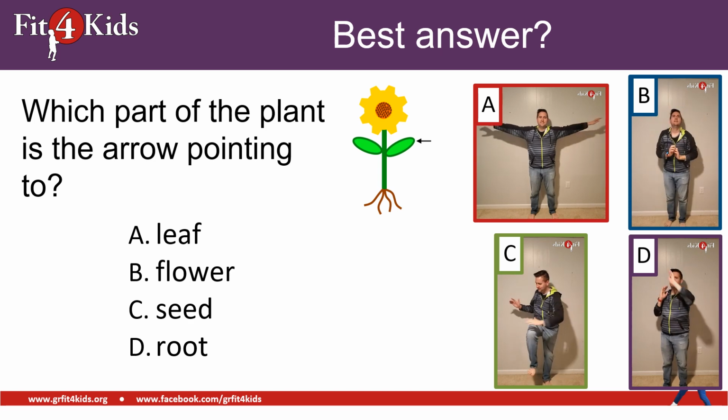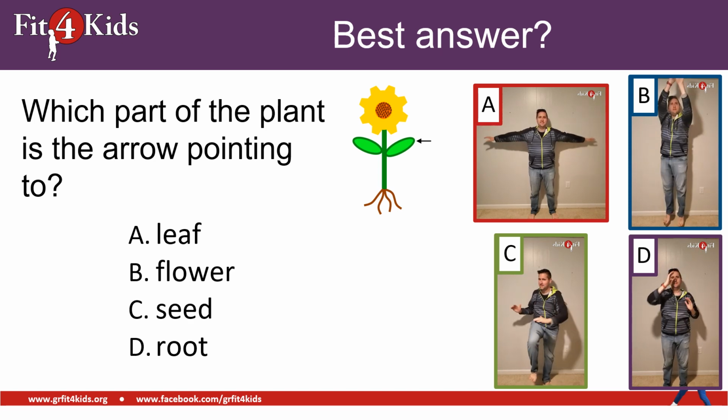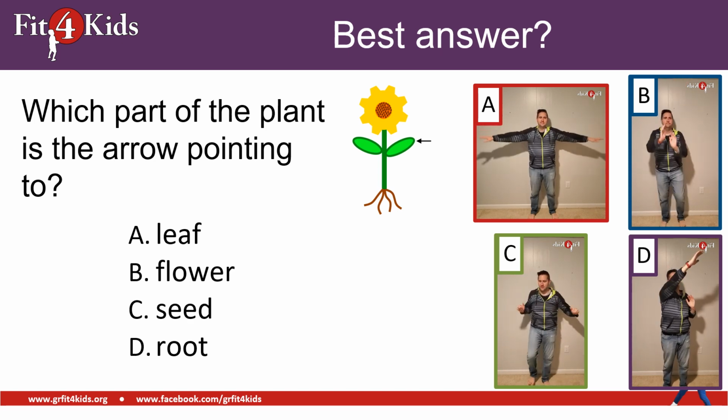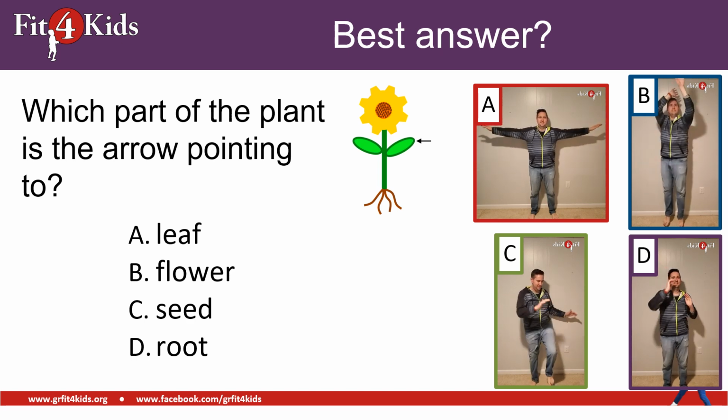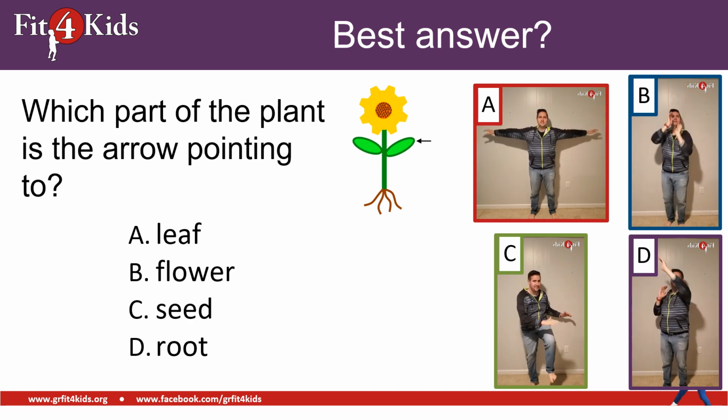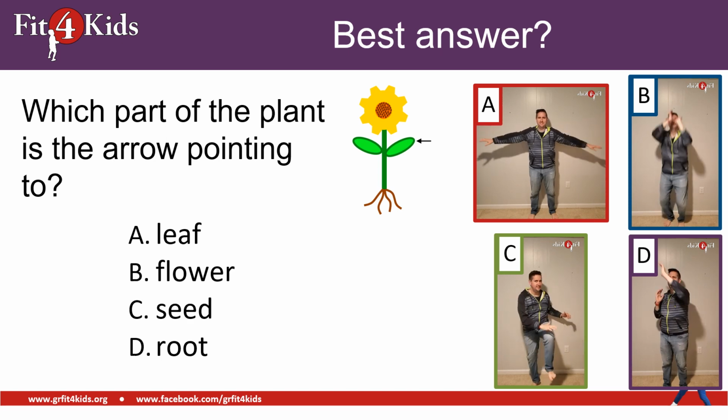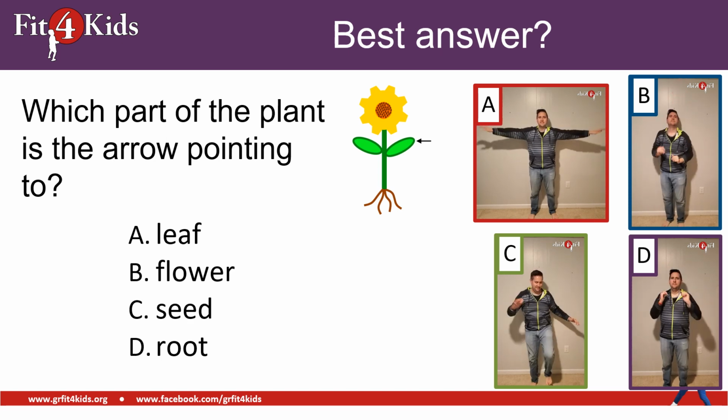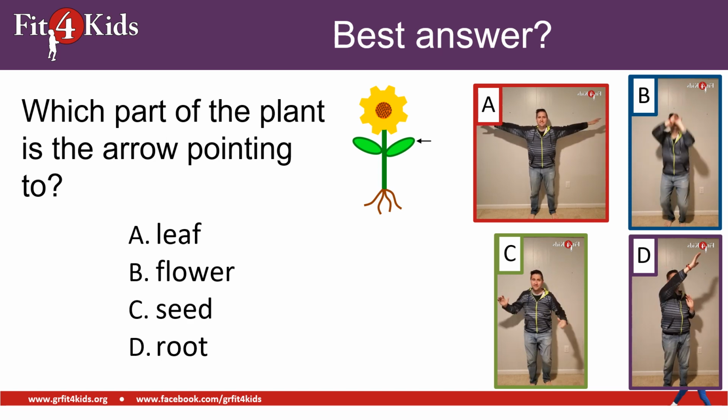Which part of the plant is the arrow pointing to? Is it A, leaf, B, flower, C, seed, D, root? In this case, I hope you picked A, arm circles, because that is pointing to a leaf.